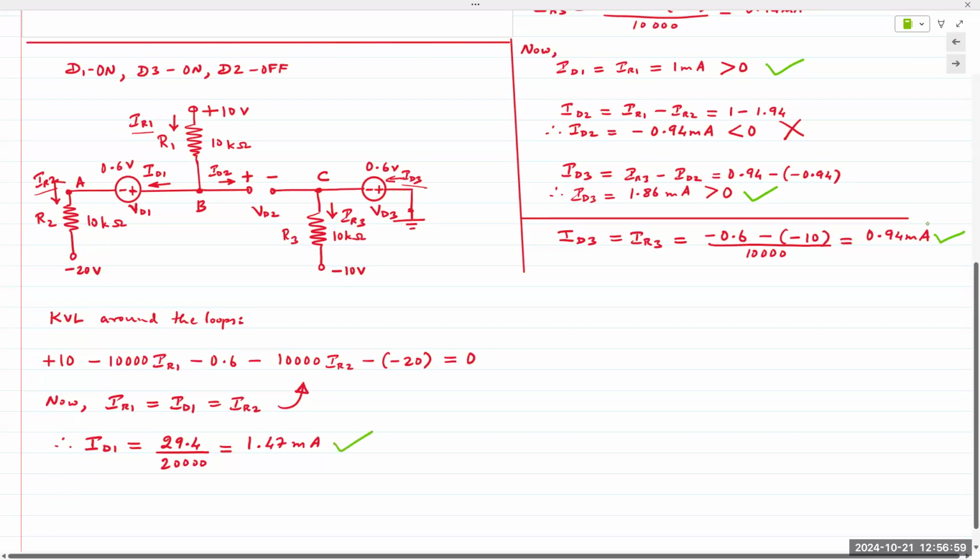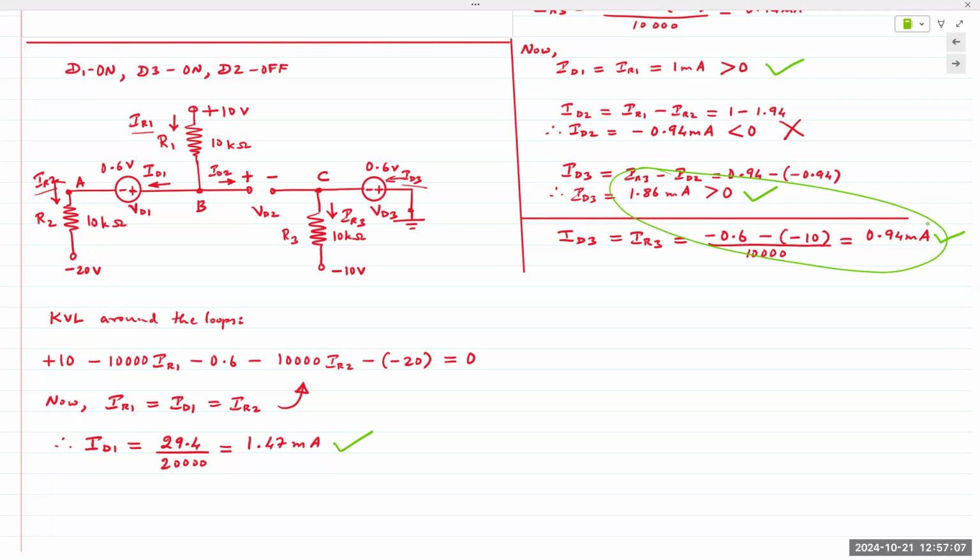Note that the values are different. Look at it right here. We still don't know yet whether our assumptions are correct or not for this state. But in both cases, we have obtained a positive value, but the values are different. So different assumptions, different values. But in both cases, D1 and D3 have turned out to be true.